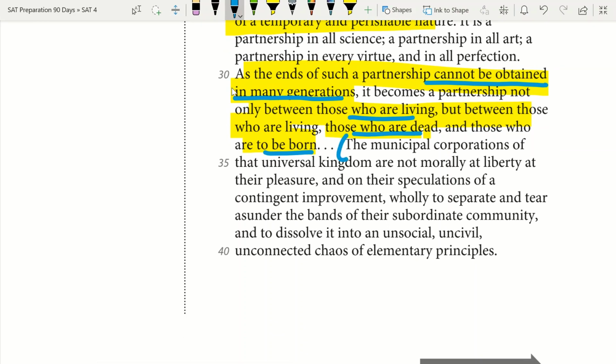The municipal corporations of that universal kingdom are not morally at liberty at their pleasure and on their speculations of a contingent improvement, wholly to separate and tear asunder the bands of the subordinate community and to dissolve it into unsocial, uncivil, connected chaos of elementary principles.